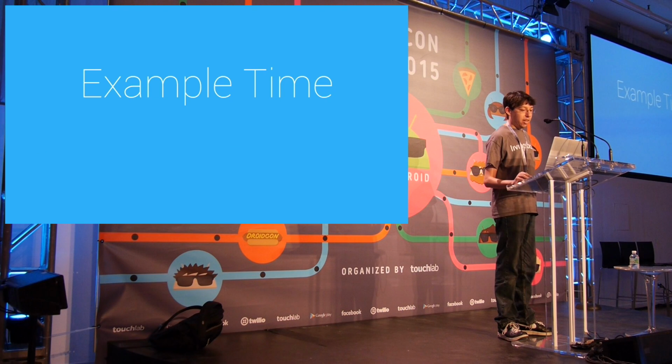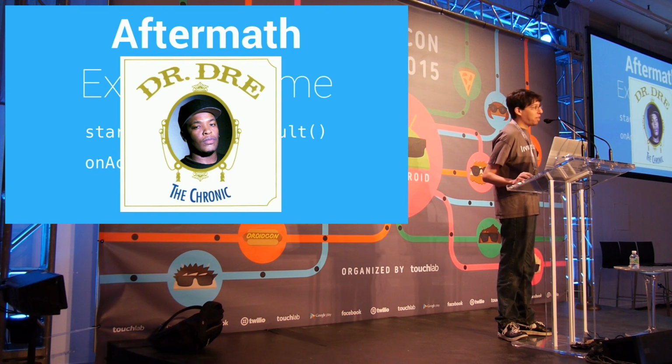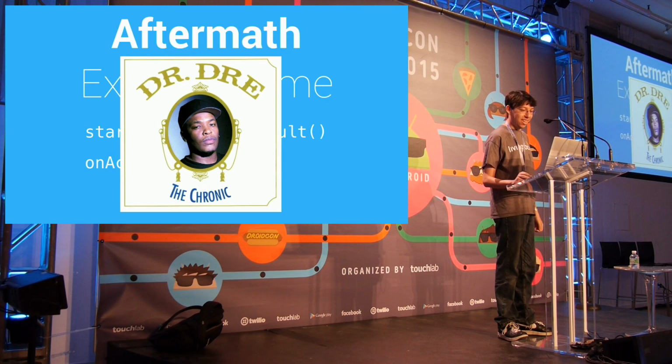The example we're going to go through handles start activity for result and on activity result. If you've worked with Android for a while, you've probably seen this. It's used a lot when you want to interact with the system, maybe get an image from the camera and you don't want to write your own camera class, or pick a contact from the contact picker. It's extremely popular among third-party payment libraries like Google Wallet, Android Pay and PayPal. I named the library Aftermath because it's what happens after, I guess.